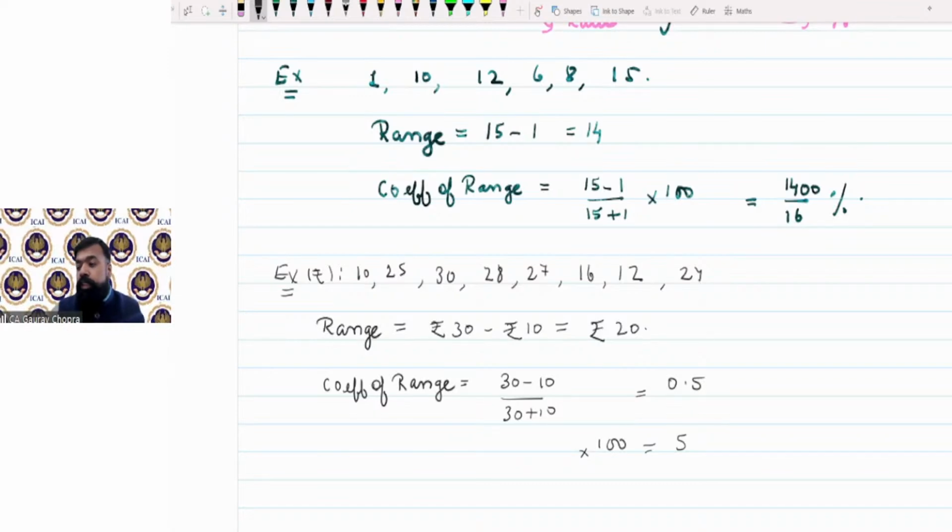So Manish has given 50%, Priyanka Mane has given 0.5, Dimple 50%, Aisha 50, Aditi 50. Yes, so everybody is correct. So the answer is 50%. This is the coefficient of range in terms of percentage, and if it is required in terms of ratio, then it becomes 0.5. So as per the requirement, you have to do the calculation.